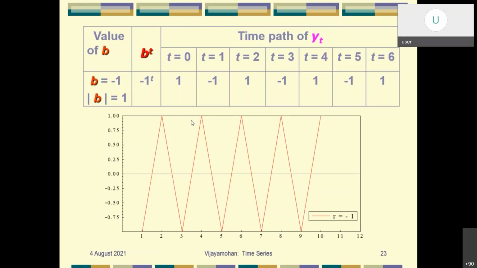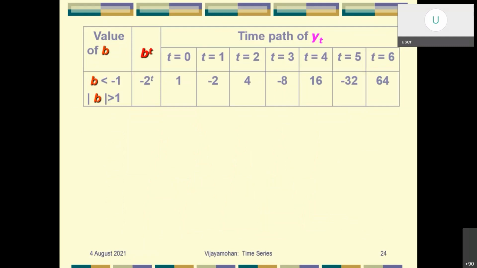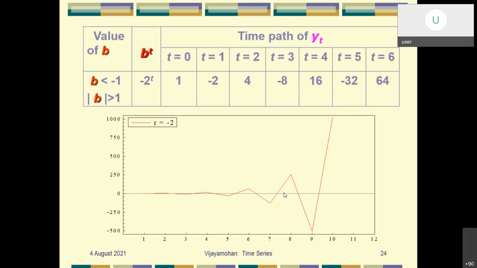Now the final case, that is, b is less than minus 1, or the absolute value of b is greater than 1. We are taking b as 2, so that we have minus 2 to the power t. What is happening here? We have divergence, but the divergence is through oscillation. So we have oscillatory divergence.